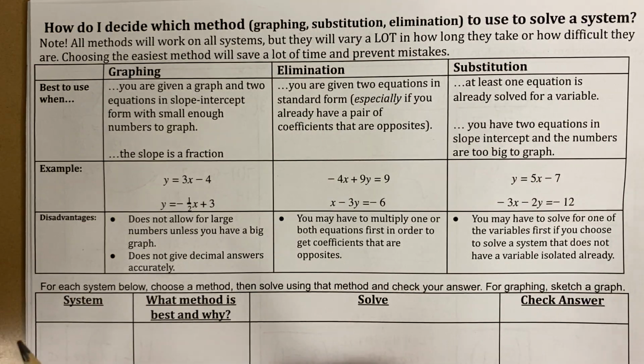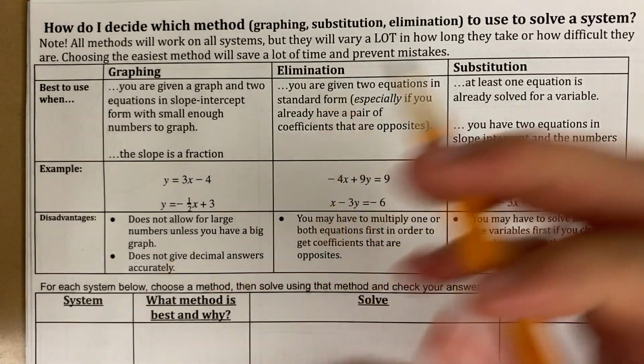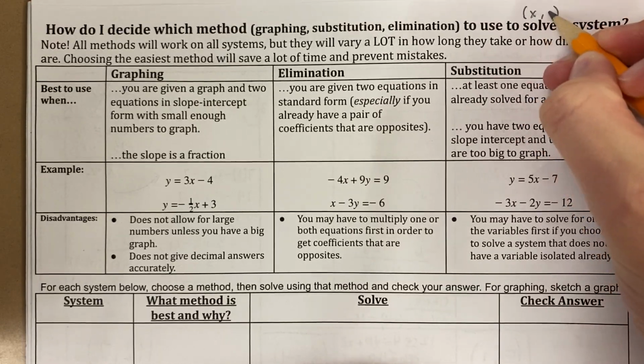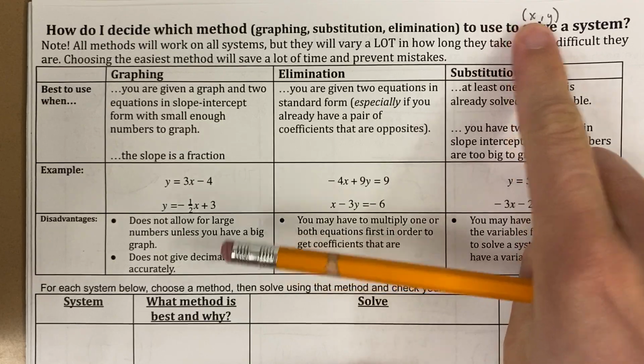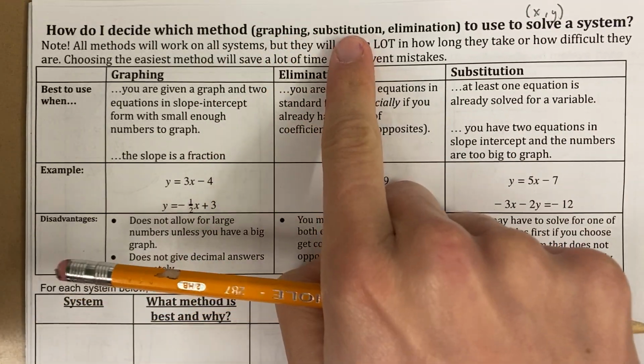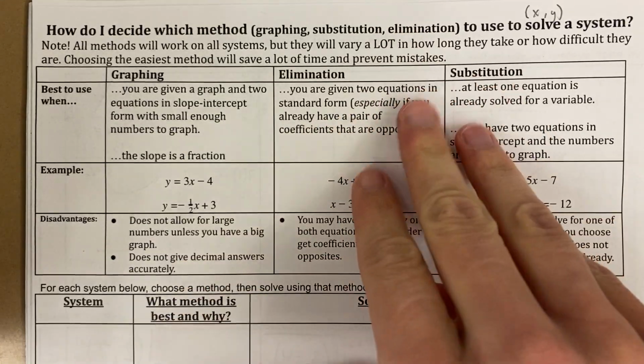We have learned 3 different methods that you can use to solve a system. Now remember, when you're looking to solve a system, you're looking to get the solution, right? The x value and the y value that will work in both of the equations. Now, we've learned how to solve a system by graphing, by substitution, and by elimination. But how do you decide which one to use?